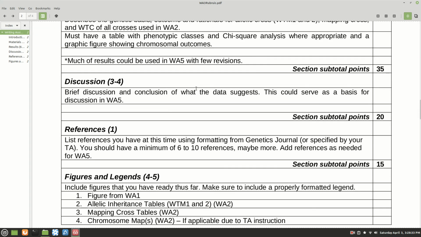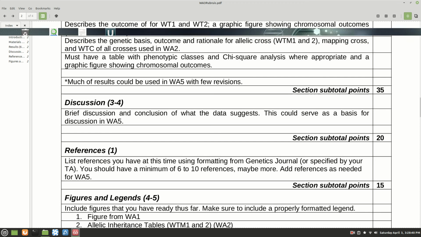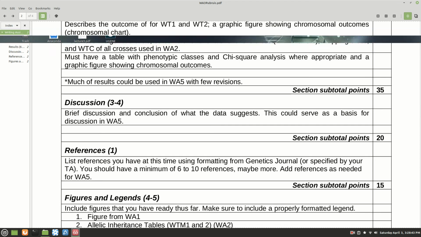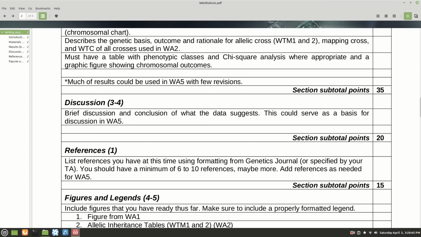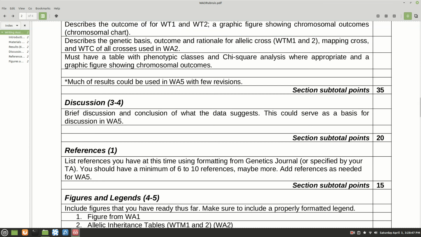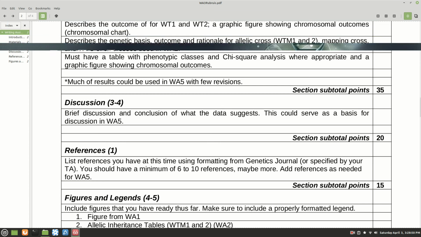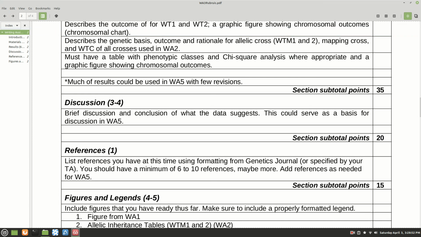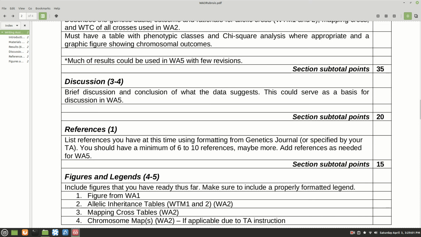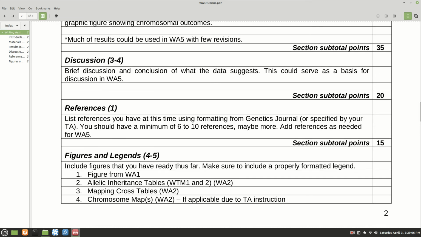All right, now the last part is where you discuss it. So you take all your results and put it all together. You might have several different results from your various crosses, your various experiments. And you have to put it all together and give an overall conclusion as to what you think is going on and what the data means. So you've got your overall discussion about how everything works. And that's going to be 3 to 4 pages. It'll get a little longer with WA5.